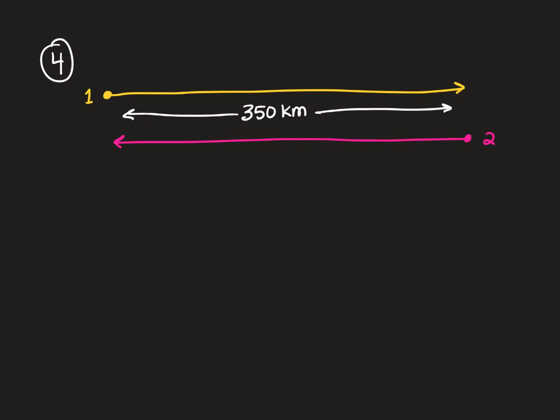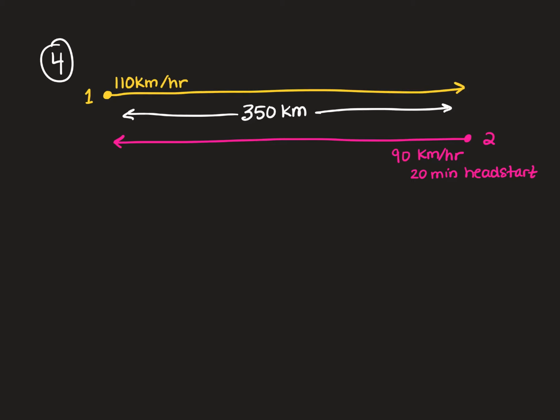One train travels at 110 kilometers per hour and the other at 90 kilometers per hour. So I'm just going to put that here. He travels at 110 kilometers per hour and he travels at 90 kilometers per hour. And this guy has a 20-minute head start.